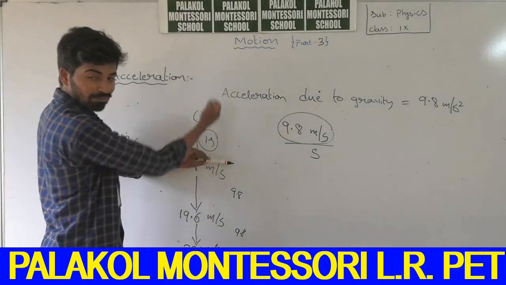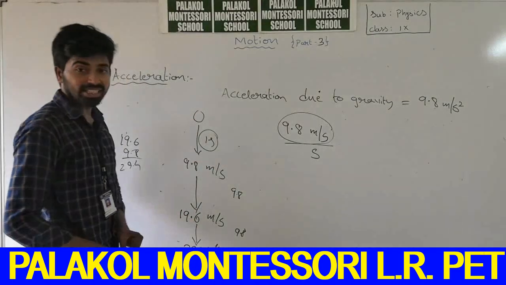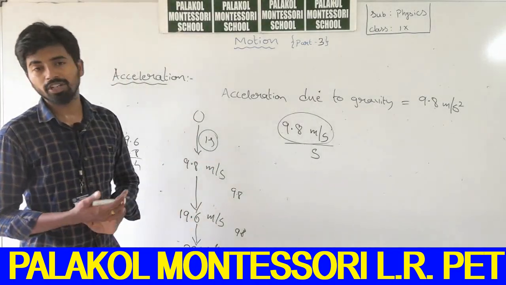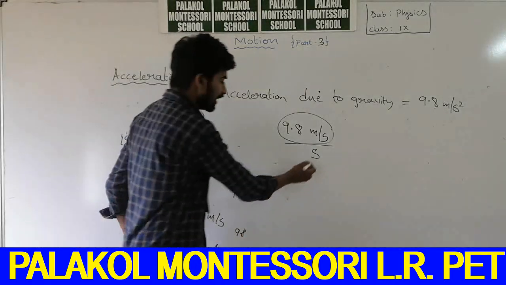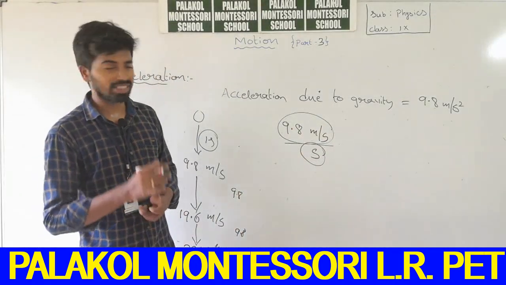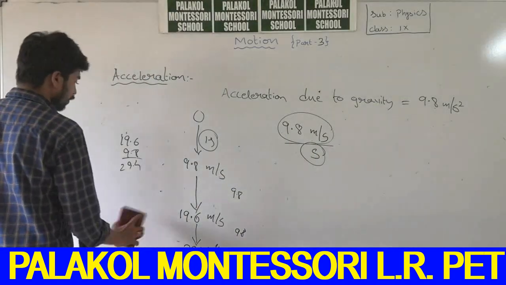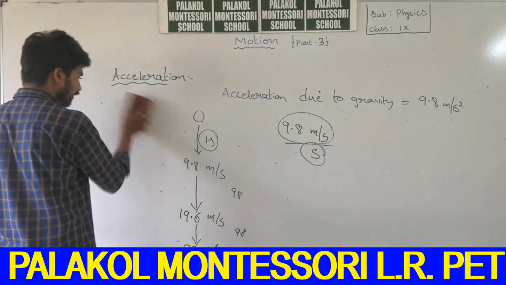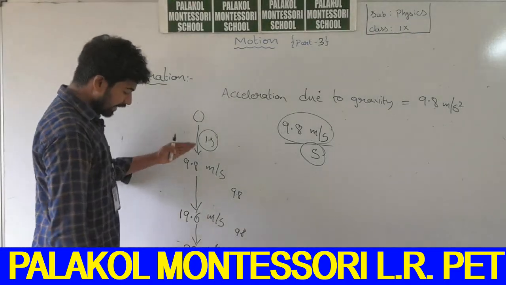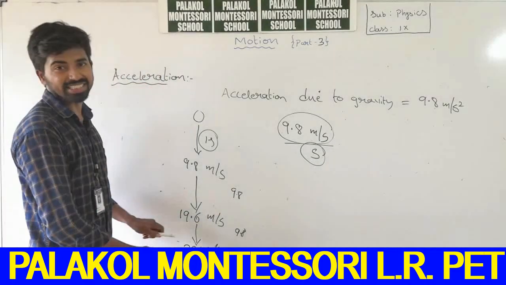After 2 seconds the speed is 19.6. After 3 seconds the speed is 29.4. For every second the speed is increasing by 9.8 meters per second. So here in this example, if you release the object, the speed is increasing.